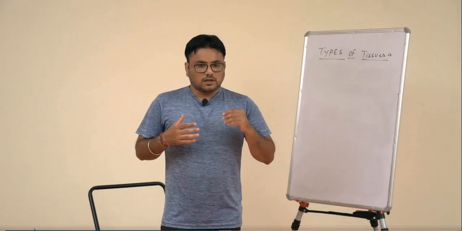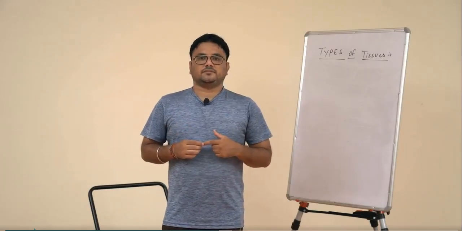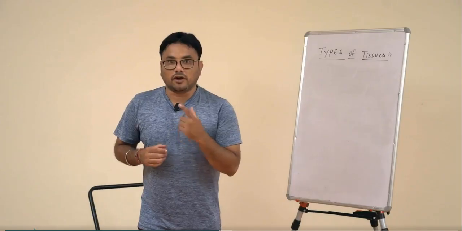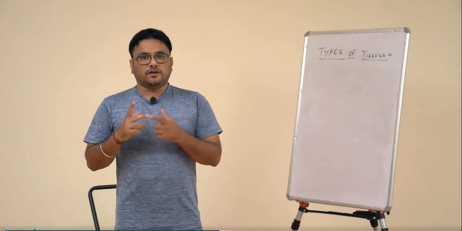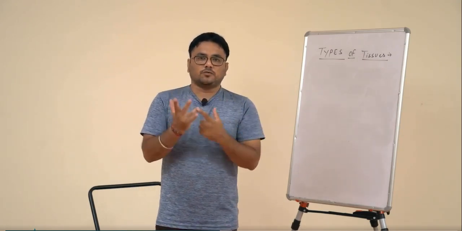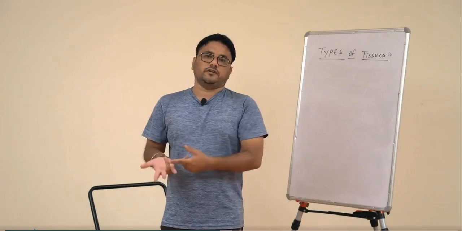Then the third category, we come to the muscle tissue, right? We have different examples of the muscle tissue too. The first one we have discussed is skeletal muscle, voluntary in control. Cardiac muscle, involuntary in control. Smooth muscles, involuntary in control.